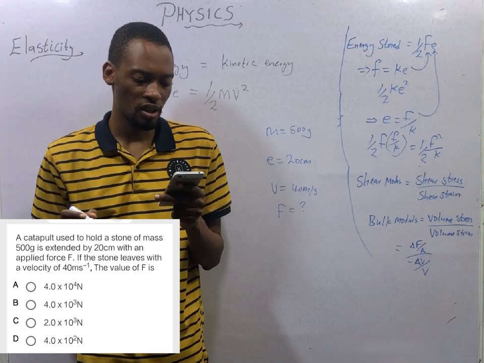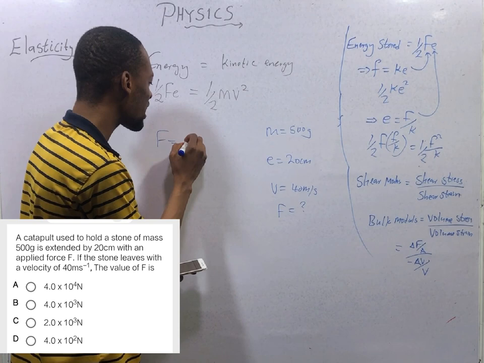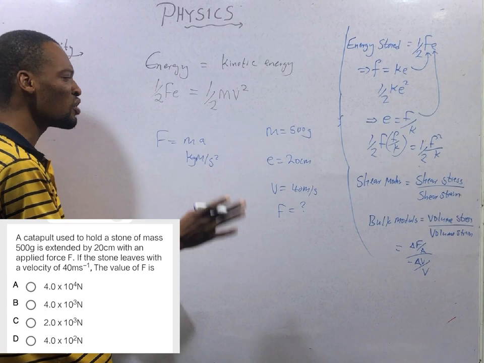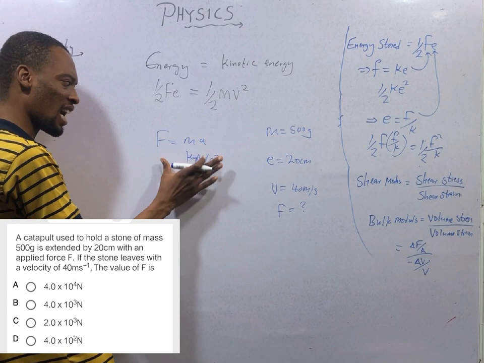You see that the options are in Newton. Force is mass times acceleration. This is kilogram meter per second squared. So the unit of Newton is equivalent to kilogram meters per second squared, which means the mass should be in kilogram, the extension should be in meter, and time in second squared.